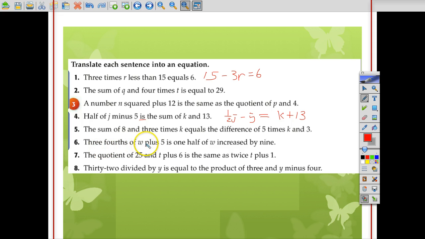3/4 of w plus 5 is 1/2 of w increased by 9. So 3/4 of w, so 3/4 w plus 5 is, that means equal, 1/2 of w, 1/2 w, increased by 9, that means plus 9. Okay, hopefully you're getting the hang of it.